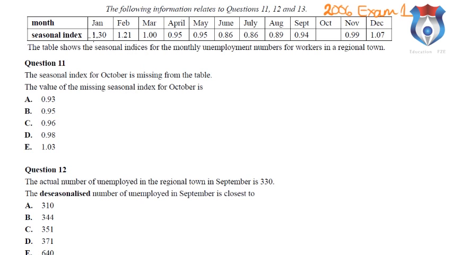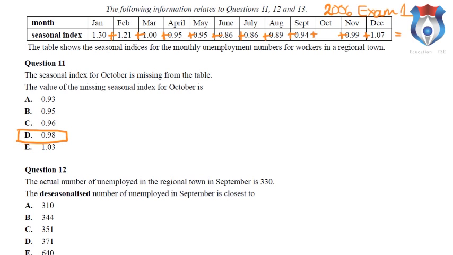Now remember I said the seasonal index numbers must add up to how many time periods there are. Because this is monthly, there are 12 all up. So these numbers along here, 1.3 plus 1.21 plus 1 plus 0.95, these numbers must add up to 12. So to figure out what October is, we just say 12 minus all of these numbers. So put that into your calculator and you'll get 0.98, which makes the answer D.